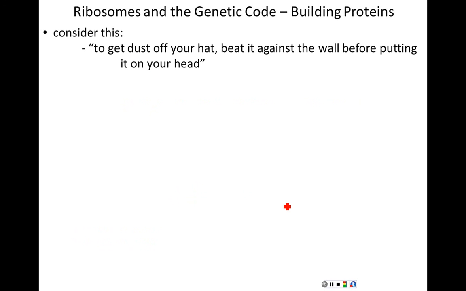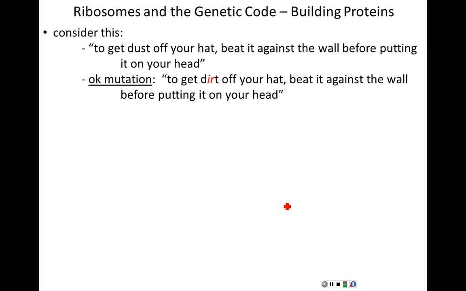Here's some instructions for you. To get dust off of your hat, beat it against the wall before putting it on your head. That's your instructions. That's your DNA sequence. Now, let's mutate that. So let's mutate the US of the word dust into IR. That's a 2-base, 2-letter mutation. To get dirt off your hat, beat it against the wall before putting it on your head.